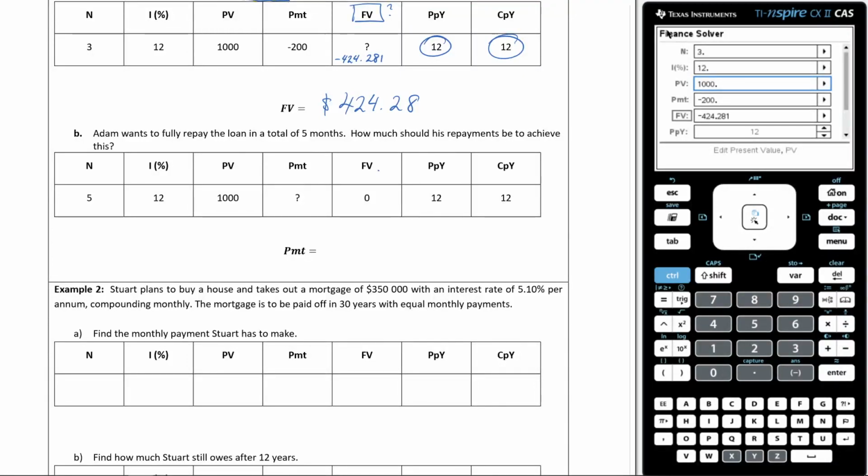All right, let's now answer this question here. It says, Adam wants to fully repay the loan in a total of 5 months. How much should his repayments be to achieve this? Okay, so let's go through this. Let's go through the little table.